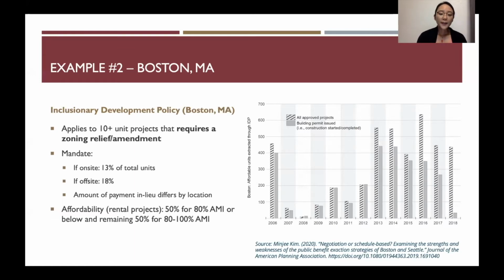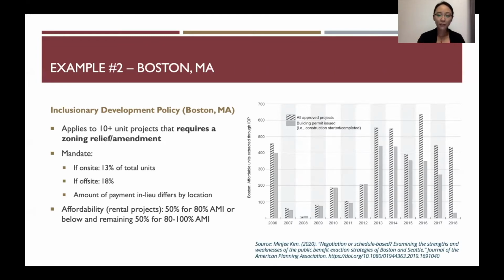All right, this graph on the right shows the number of affordable housing projects that have been promised by all approved projects and all building permit issued projects. The building permit issued are the concrete numbers, whereas for the approved projects there's some uncertainty in terms of whether or not the project is going to move forward. But anyways, you can see that the Boston program has been highly efficient in terms of getting actual units built on the ground.